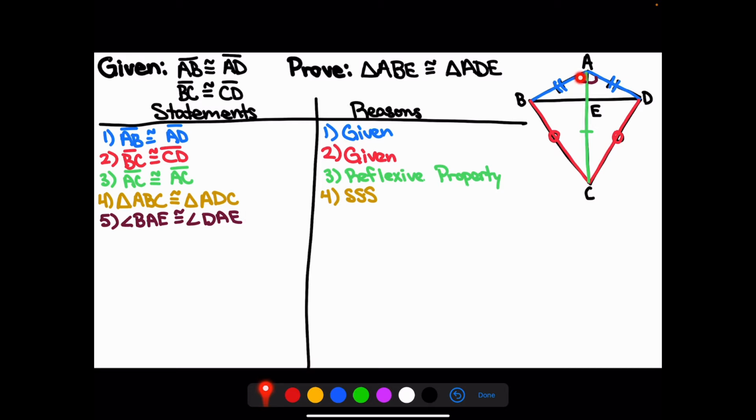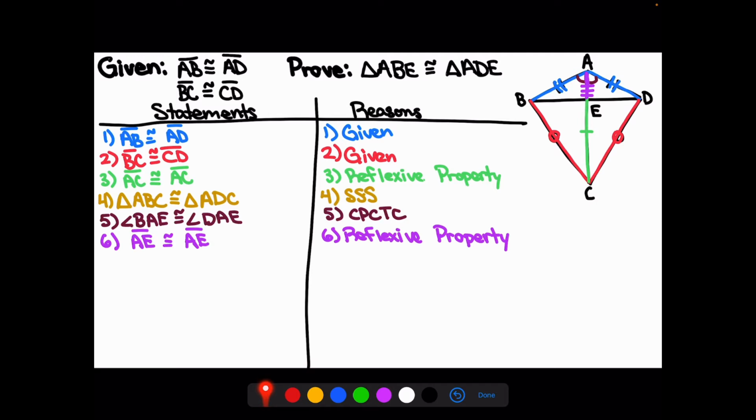And again, I chose these angles here because they are shared by the big triangles, which we just proved are congruent, as well as the smaller triangles, which is our end goal here, to prove the smaller triangles are congruent. So I'm looking for things that they share. So the reason I can say these angles are congruent, again, is by CPCTC. Now at this point, is there anything that's shared by the two smaller triangles? Well, yes, they both share segment AE. So I can say AE is congruent to itself by the reflexive property.